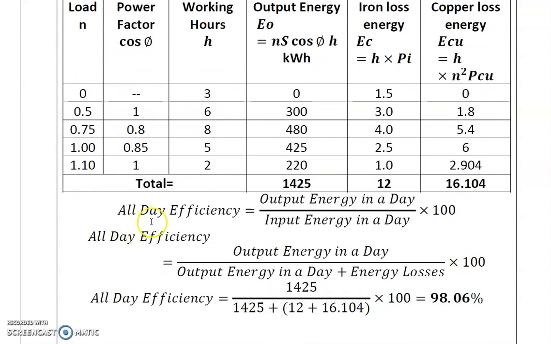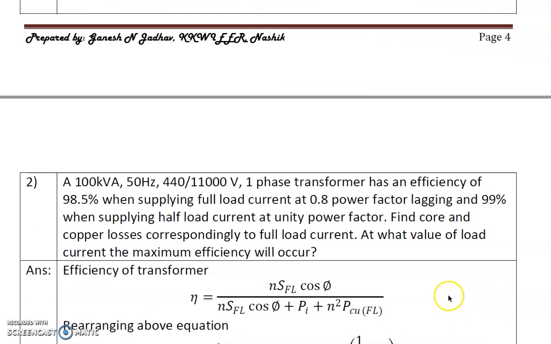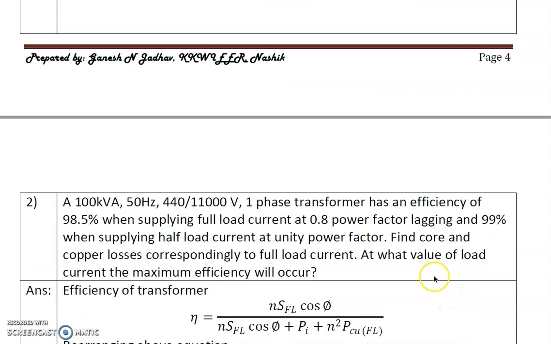So how will we calculate all day efficiency? All day efficiency is equal to output energy in a day divided by input energy in a day, into 100. Output energy is 1425. How will we calculate input? Input is equal to output plus losses. So output energy in a day plus energy losses, that is 1425 plus 12 plus 16.104, the total iron plus copper losses, into 100. If we calculate it, efficiency is 98.06%. Let's prepare the next example.